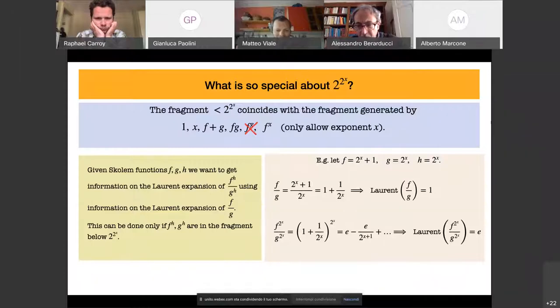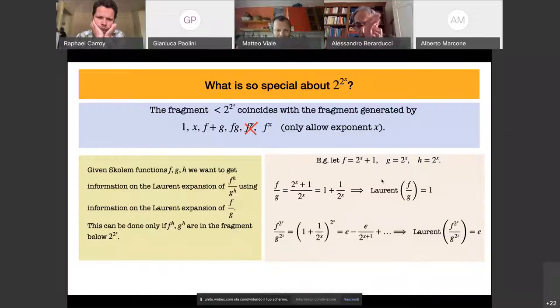And the reason is very simple. Consider these three functions: 2 to the x plus 1, 2 to the x, and the exponent 2 to the x. If you do f divided by g, this is just 1 plus 1 over 2 to the x. So if you try to compute the Laurent expansion, you just get 1, because the polynomial part is just 1, and then there is an exponentially small term. In general, you may have a Laurent series plus 1 over 2 to the x, say. But in any case, these exponentially small terms are completely invisible in the Laurent expansion. So they will not help if you want to compute the Laurent expansion of the same thing raised to the 2 to the x.